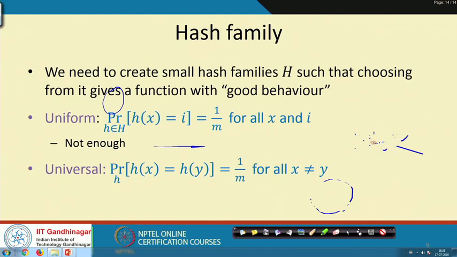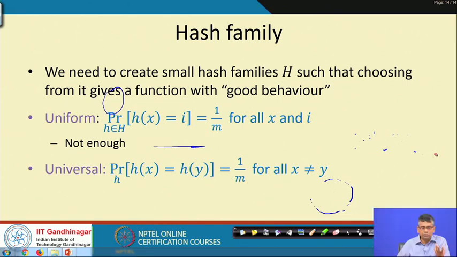This is not enough, because it's not very hard to construct hash families that really are constant, that are mapping all elements of the universe into only one position of the array and still satisfy this requirement. Okay. So, this is not enough. A slightly better definition is that of a universal hash function.